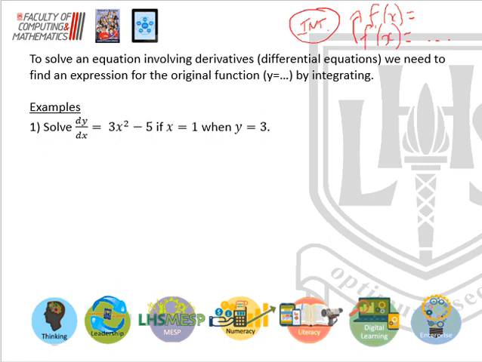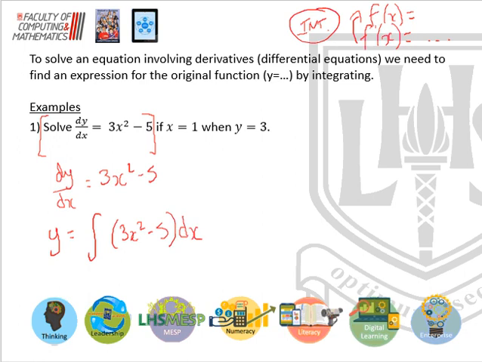Now, dealing with that first part of the question first, if we're looking to solve this, we want to take dy by dx and turn it back into y equals. So dy by dx equal to 3x squared minus 5. We know that y is equal, going backwards there, to the integral of 3x squared minus 5 with respect to x. So doing that, y is going to be equal to 3x squared. X squared becomes x cubed divided by 3, so it's just going to be x cubed, minus 5x.